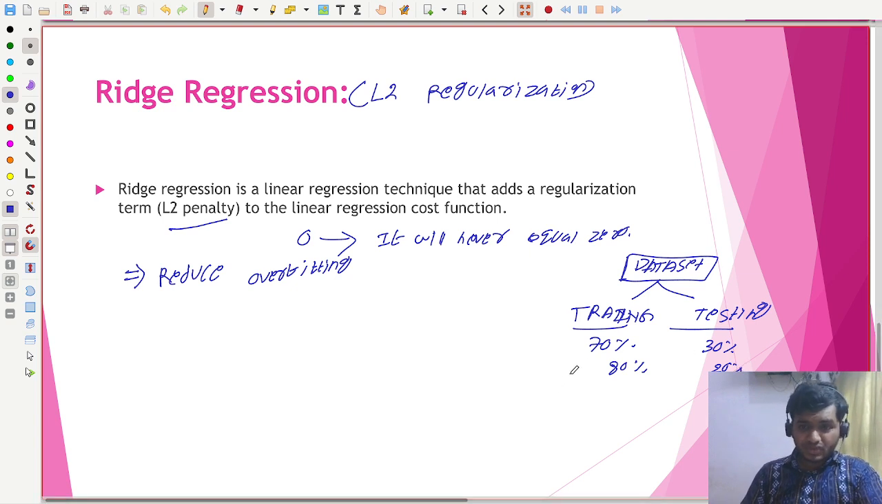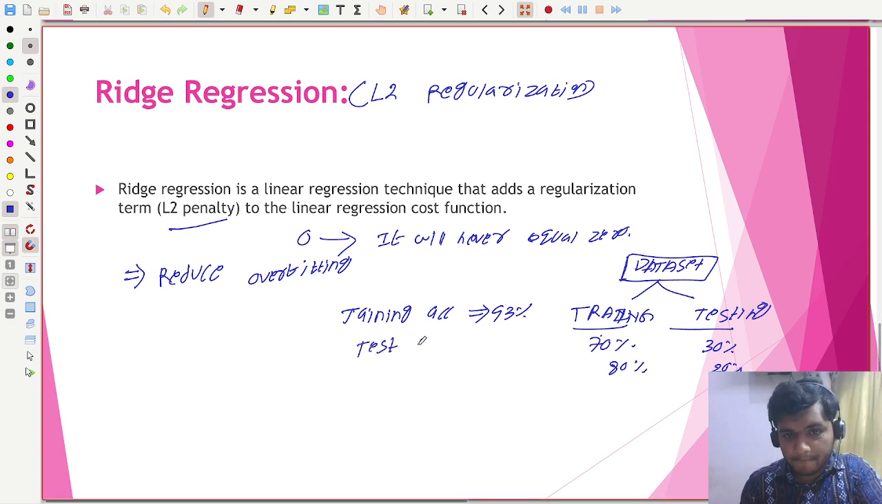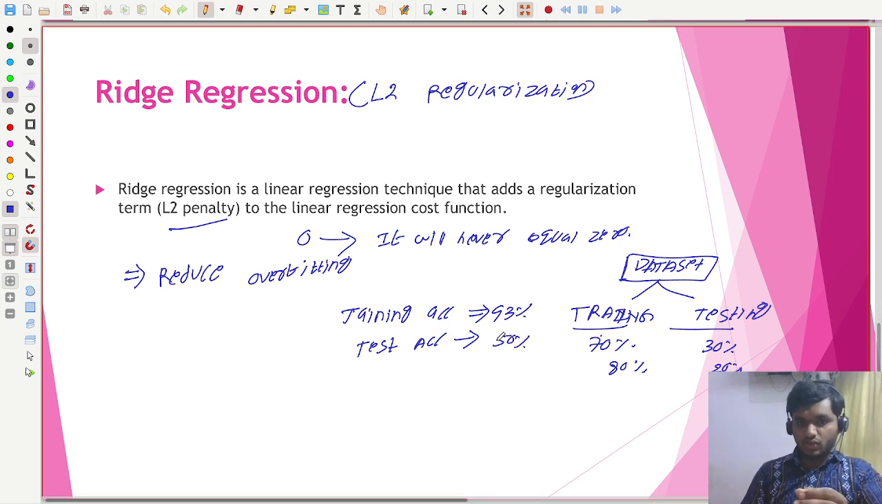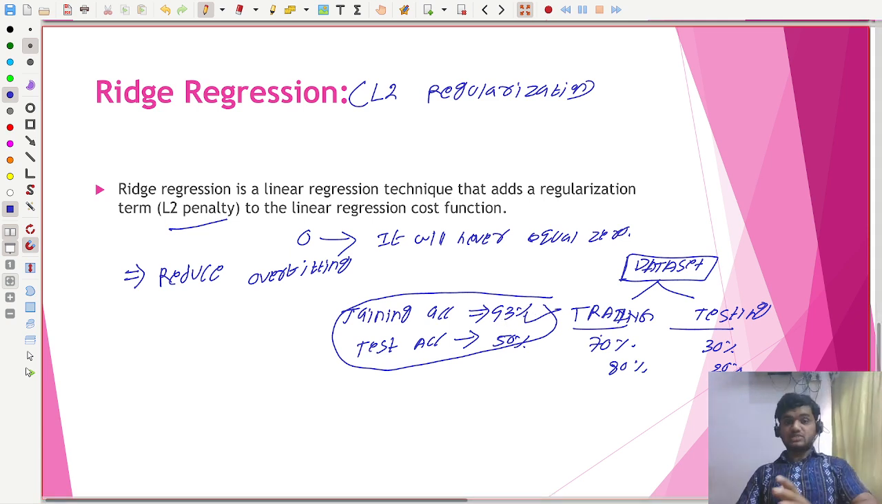Like this. So when you divide the dataset into training and testing, if you notice that training accuracy is 93%, suppose, and testing accuracy is 50%, very less, then it is overfitting. If you notice training accuracy is maximum and testing accuracy is minimum, then it is overfitting.